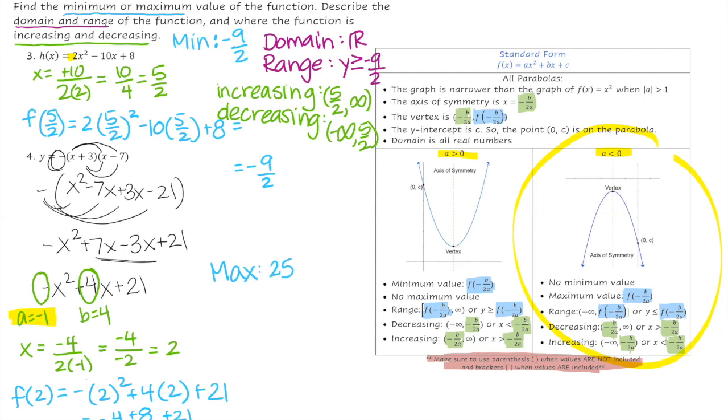Okay, so domain and range. The domain, again, whether it's facing up or facing down, you have a domain of all real numbers. So I'll use the little symbol for all real numbers. The range has to do with y values, and we do have a highest y value of whatever that vertex is. So here's our highest y value of 25, and in this case we're going to go everything below that vertex. So I will say it's all the y values that are less than or equal to 25.